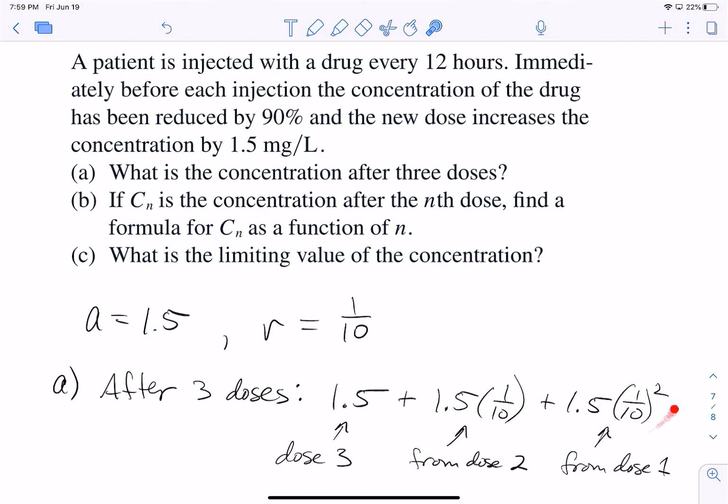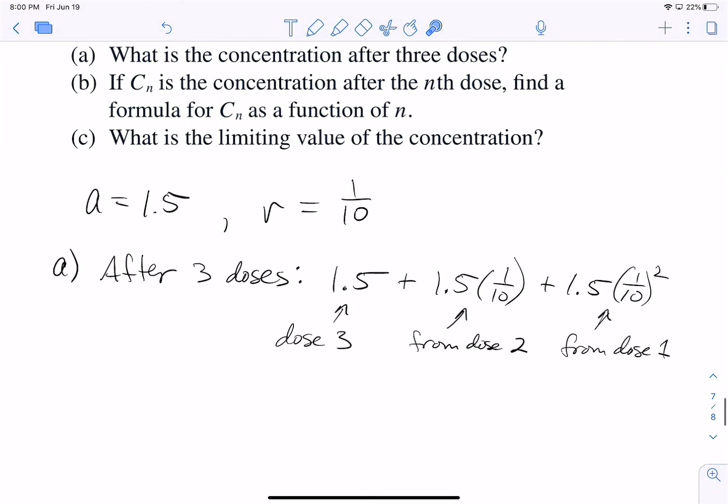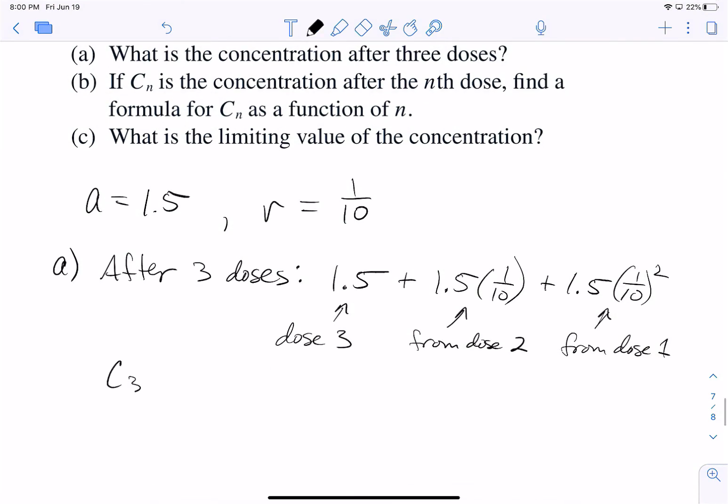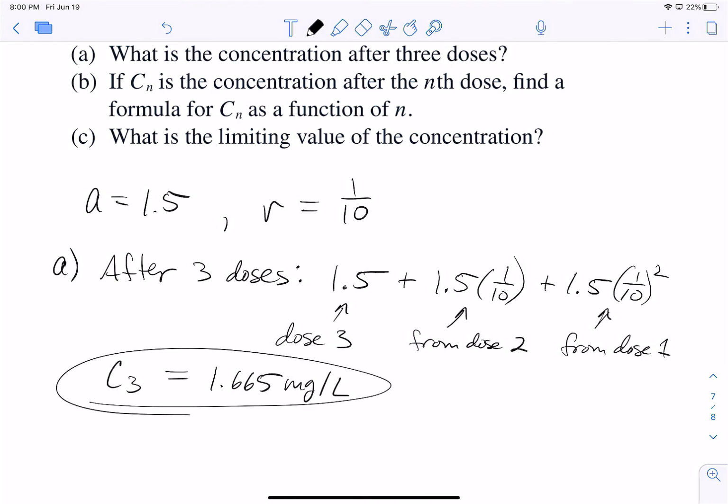Now, when I lay it out like this, I think it becomes clear why a is 1.5 and then r, the common ratio, is 1/10, because we're reducing by 90% each time, thereby leaving 1/10 each time. So C sub 3 is the sum of these, which we get from a calculator, and we get 1.665 milligrams per liter. Excuse me, that was reflex. It's not approximate, it's exact. C sub 3 is equal to 1.665 milligrams per liter for part A.